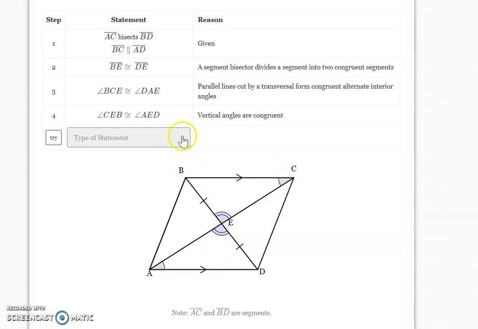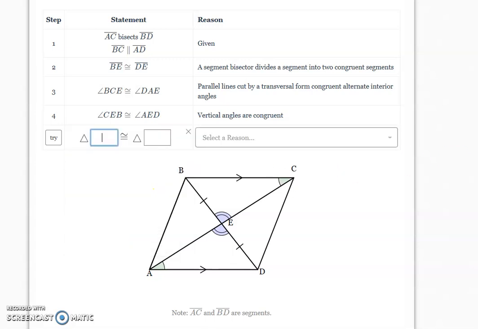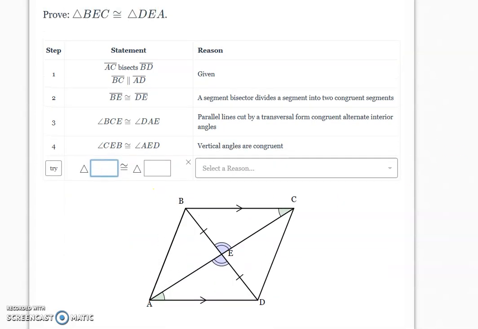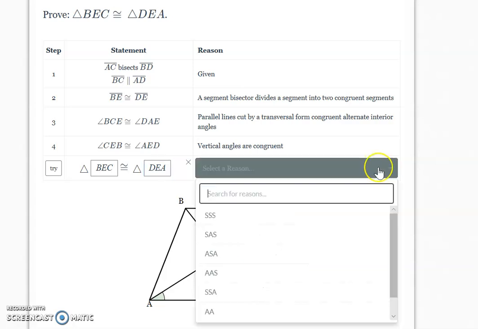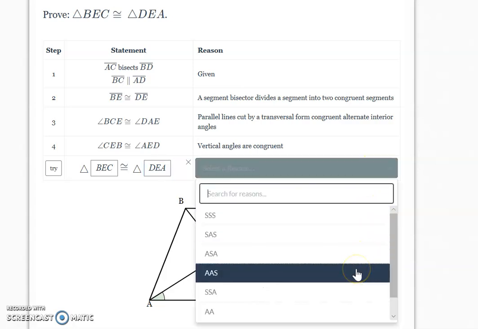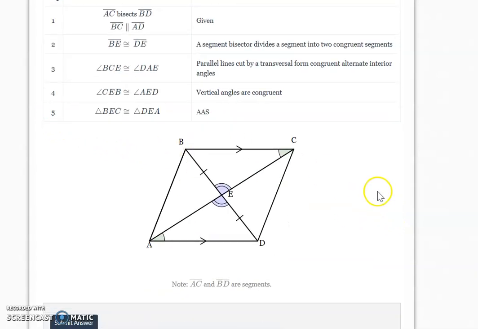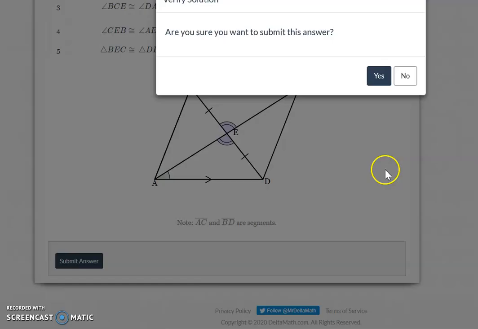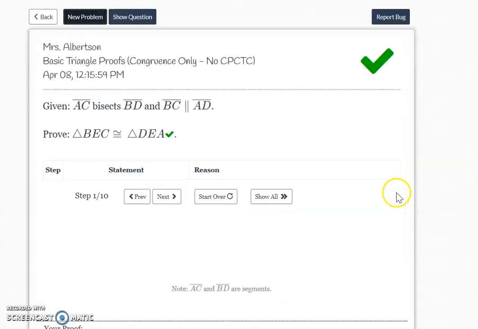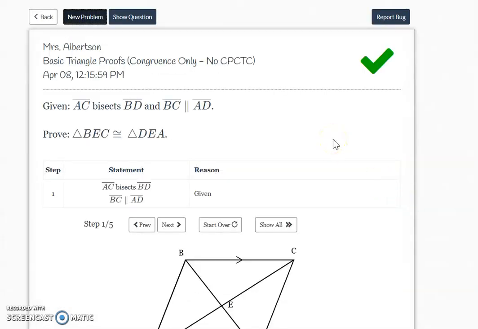So now I want my triangle statement, and I'm going to type it in just as above. So BEC and DEA, and my reason was angle, angle, side. So I'm going to put that in there, submit the answer, and we got it.